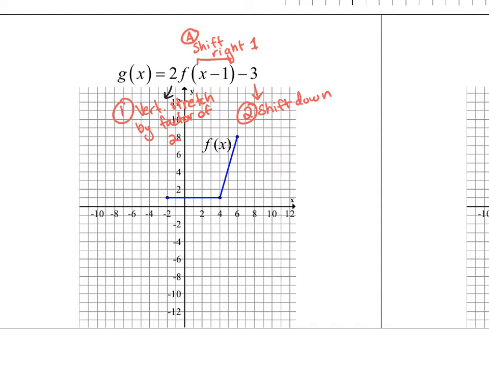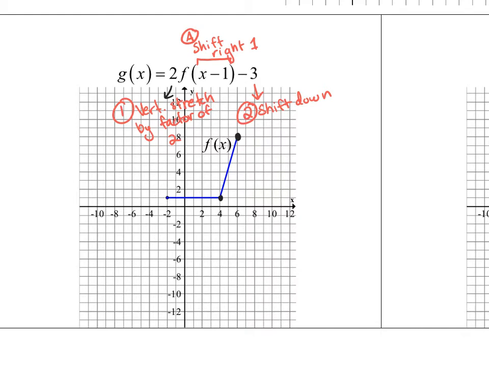So what I might do in a function like this is take the key points, there are 3 of them on this function, and just apply the transformations all kind of in one step. So this is at -2, 1. I'm going to stretch it vertically by a factor of 2.